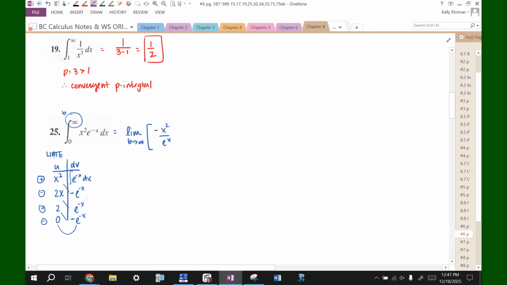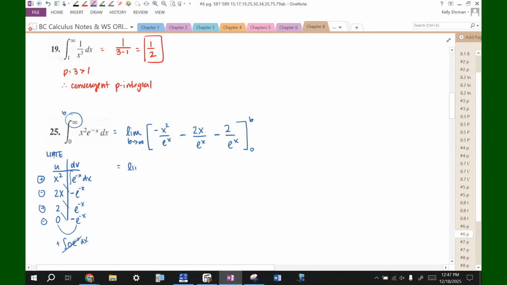Okay, so that's that. And then minus 2x times e to the negative x, so minus 2x over e to the x, plus 2 times negative, so minus again, 2 over e to the x. Technically, this is like plus the integral of 0 times e to the negative x, but that's just 0, so we don't need to worry about that. We're evaluating from 0 to b. Again, remember your limit notation.